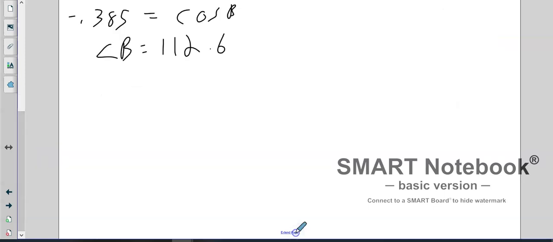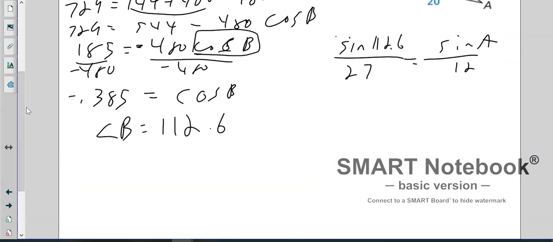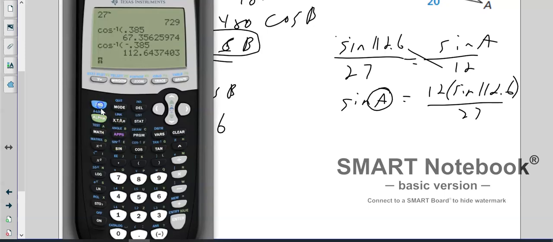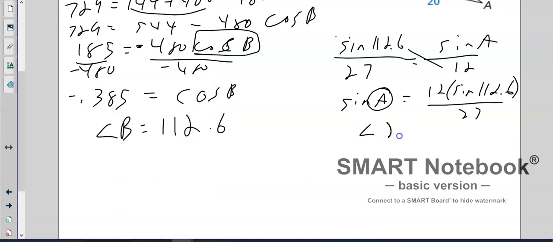All right. So I do this one now. Sine of A equals, again, cross multiply and divide, 12 times the sine of 112.6 divided by 27. I'm trying to find an angle, so I need to hit second sine. And I do 12 times the sine of 112.6, close the parentheses, divided by 27. These are just time consuming, mainly. So angle A is 24.2.